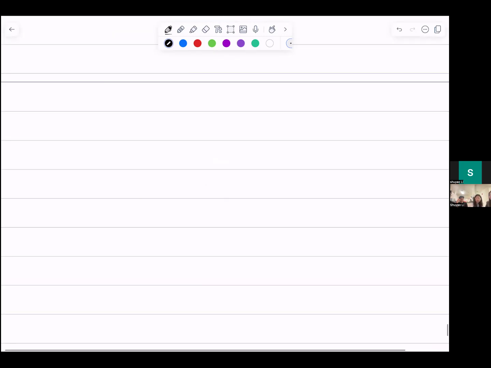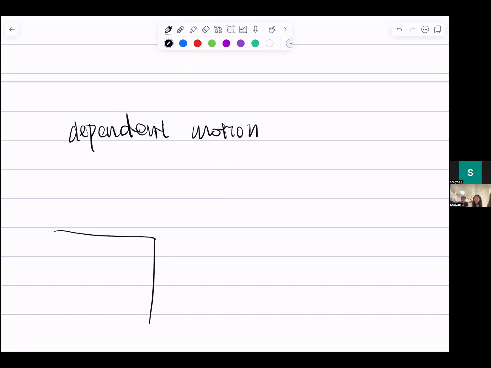So another important concept is dependent motion. For a question like that, we'll probably get something with a pulley system. Okay, so let's do one together.